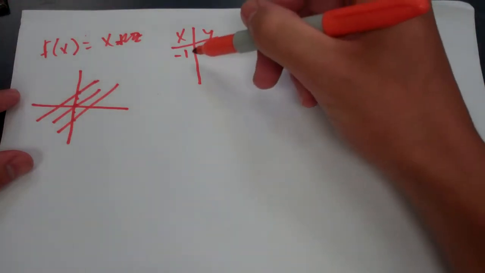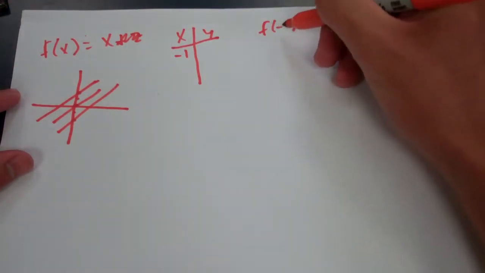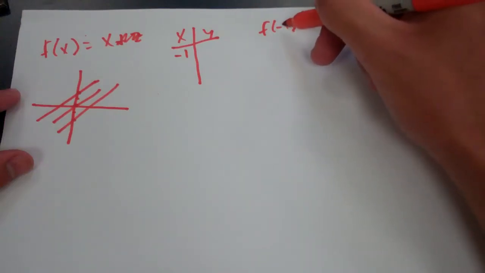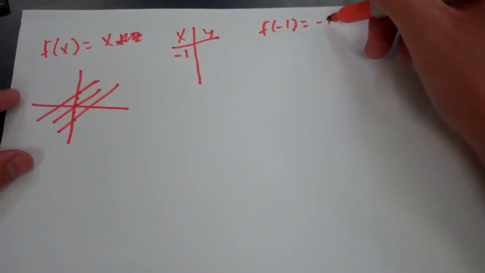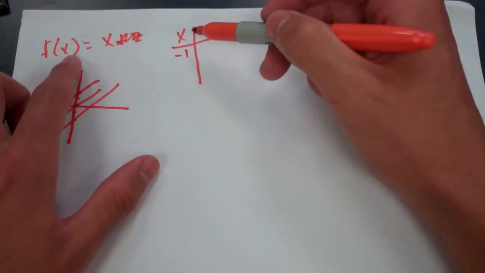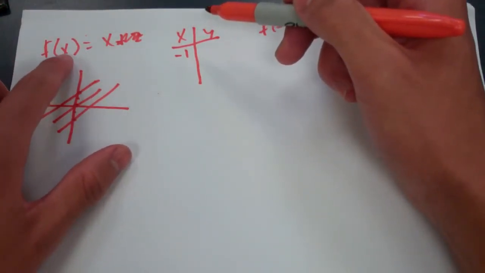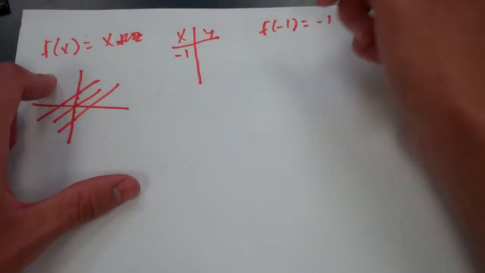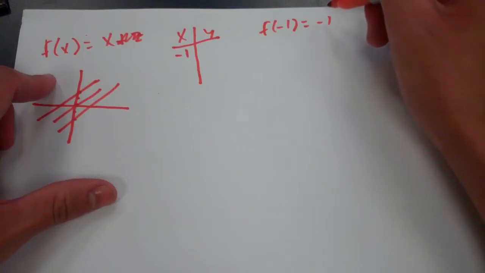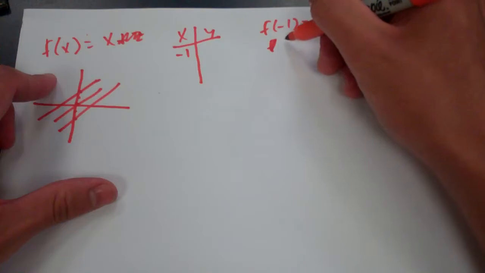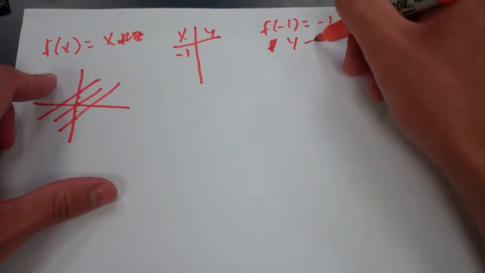Okay, so if I say f of -1, what I'm saying is, wherever in this function there's an x, I'm going to plug in a -1. Here I had an x. F of x is equal to x. So if I plug in a -1, like I did right here, then x is equal to -1. Well, then if that's the case, let's just say f of x, or I can call it y, is equal to -1.